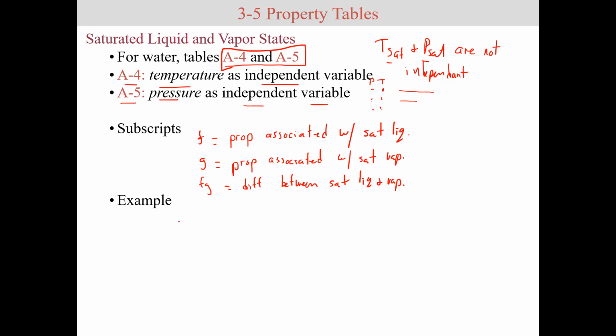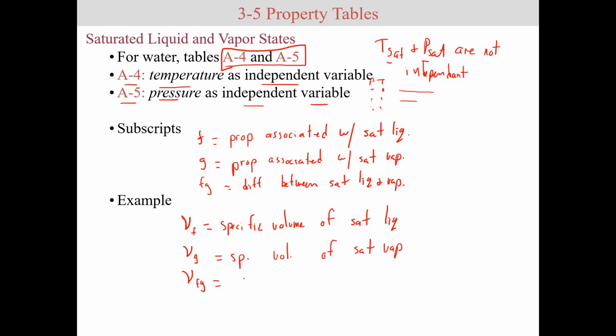As an example, if you go back to the tables, you'll see nu sub f, nu sub g, and then nu sub fg. Nu sub f would be the specific volume of saturated liquid. Likewise, nu sub g would be the specific volume of the saturated vapor. And nu sub fg would be the specific volume of saturated vapor minus the specific volume of saturated liquid. So those are how the subscripts are denoted in those tables.